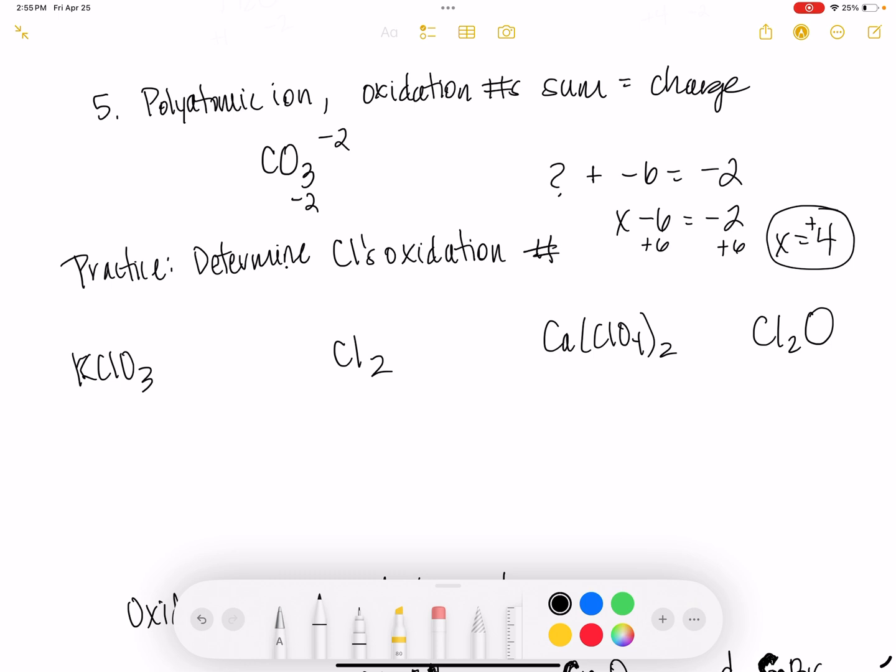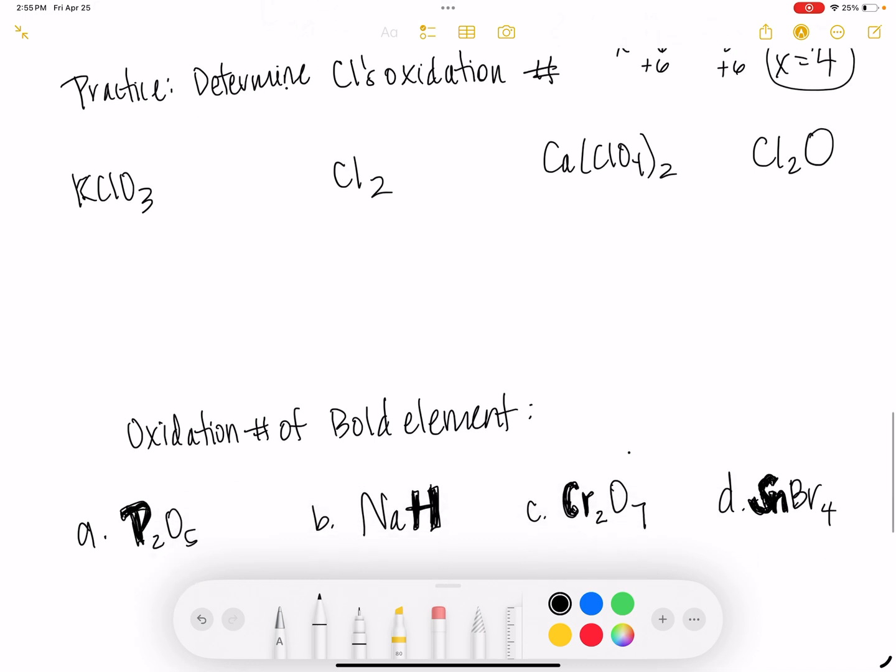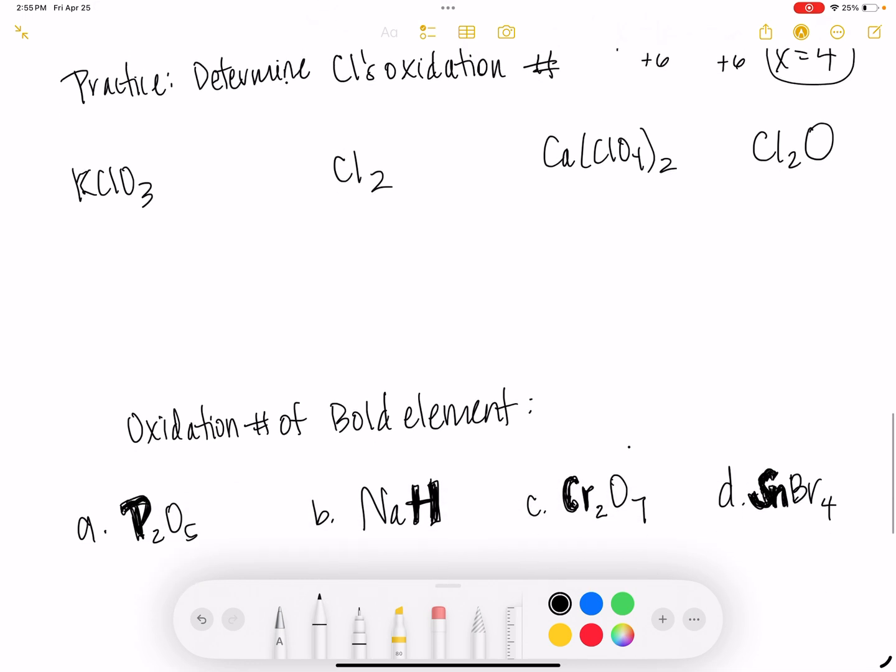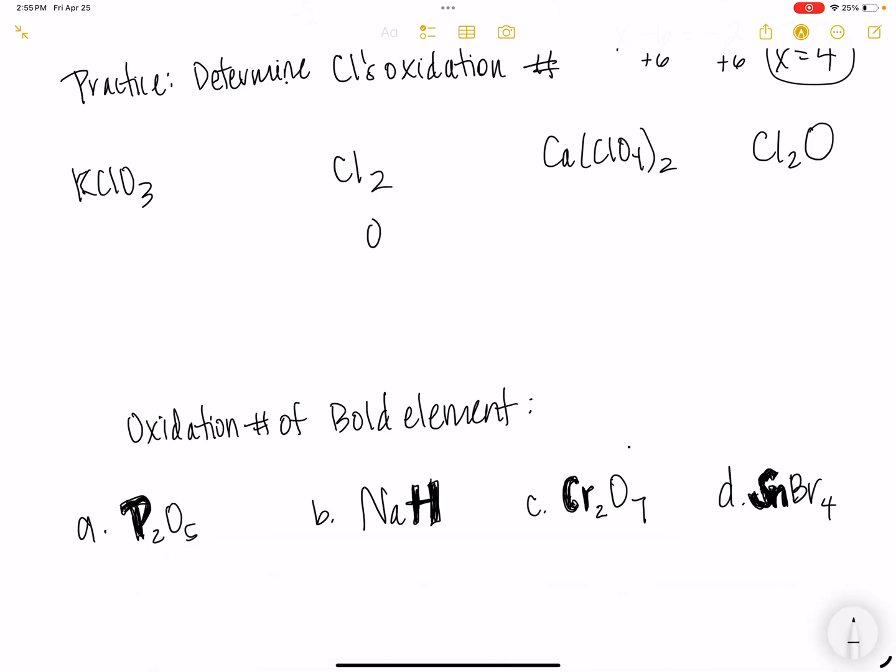So that was a lot of rules all at once, and so there's a couple of practice problems that I'll do. The practice problems say to determine chlorine's oxidation number in these 4 situations. So I'm going to jump out of order a little bit. Cl2 is a diatomic, which was the first rule, and so chlorine's oxidation number will be 0. It's probably the easiest one.